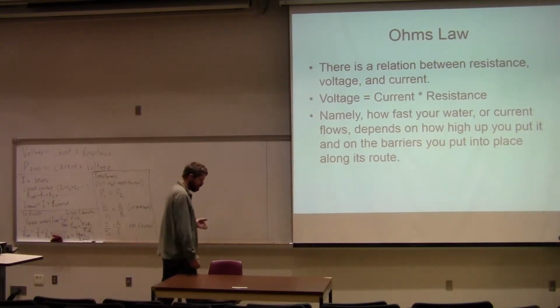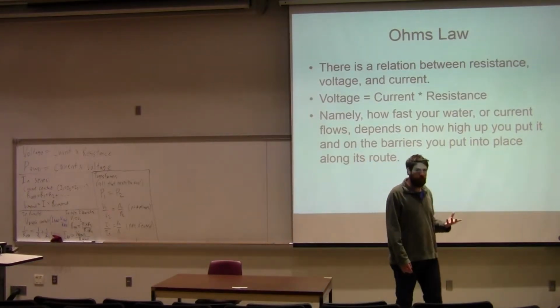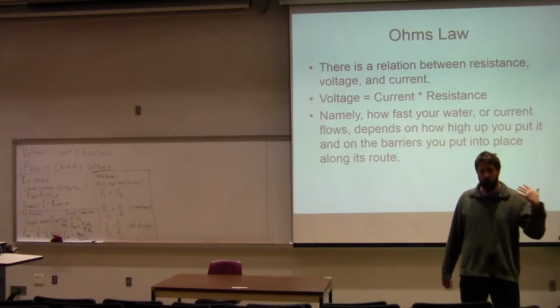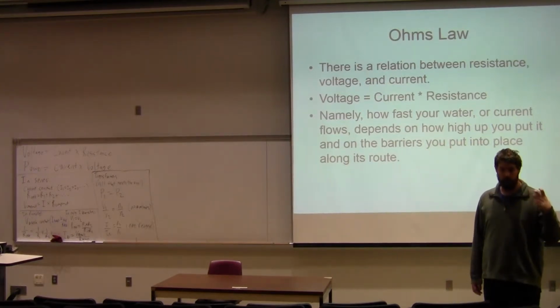So we have a resistor with some amount of resistance, and we have a voltage based on the battery. Now the question is, how much current are we going to have going through that circuit? Well, the voltage equals the current times the resistance.